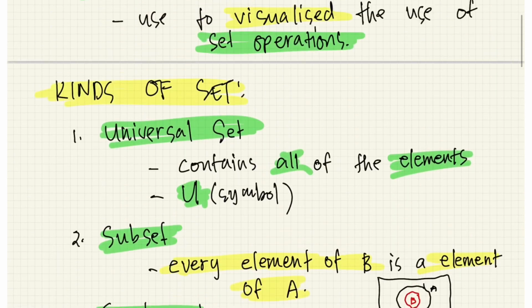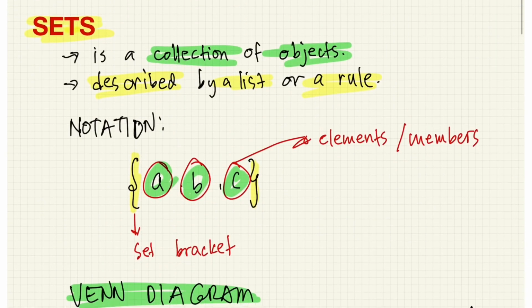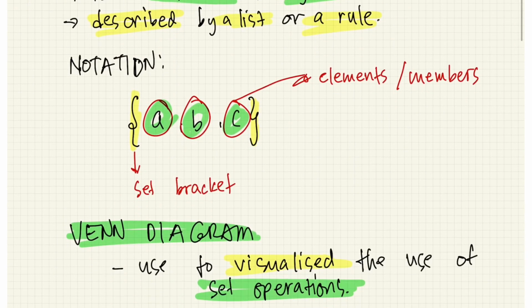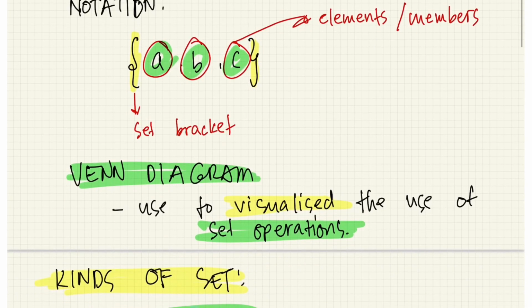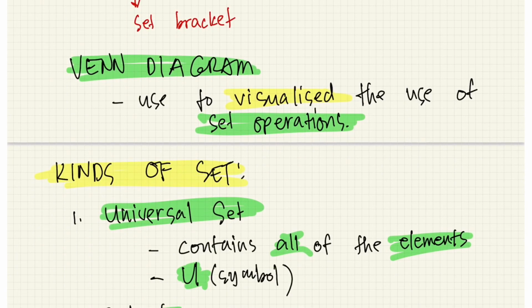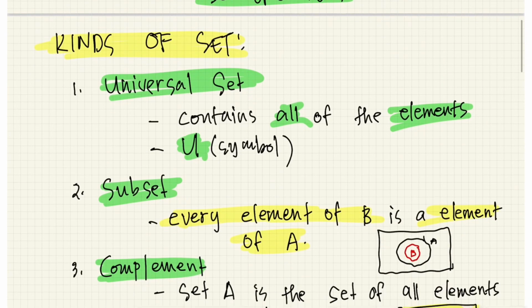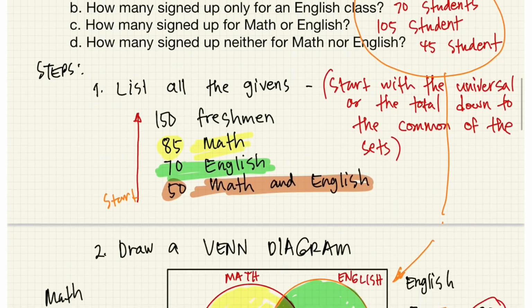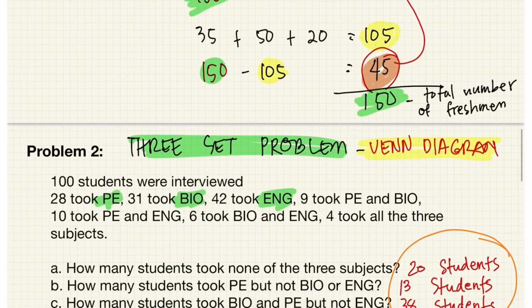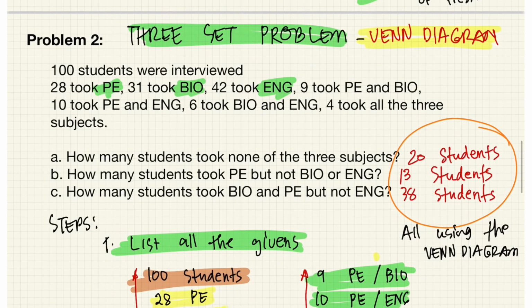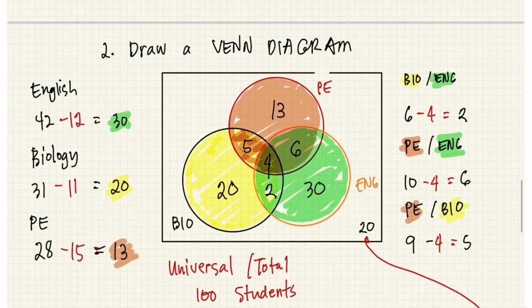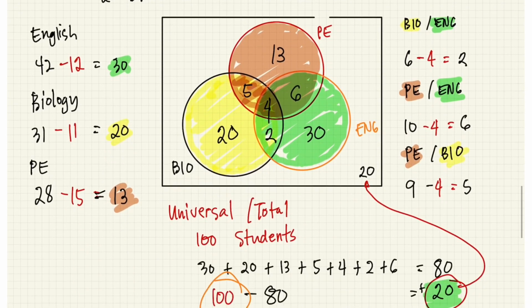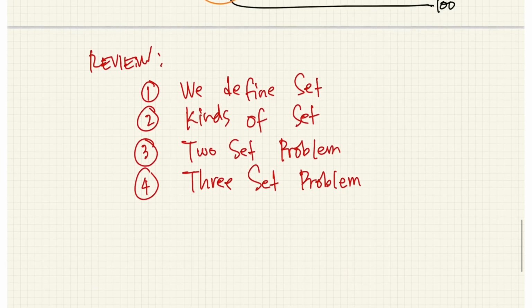So again, we review. A set is a collection of objects described by a list or a rule. Then we have the notation. We identify the elements and the set brackets, and we define what a Venn diagram is. Then we have kinds of set: universal, subset, complement, and empty set. And we solved a two set problem and a three set problem using two steps: list all the givens and draw a Venn diagram, so that we will be able to answer all the questions.